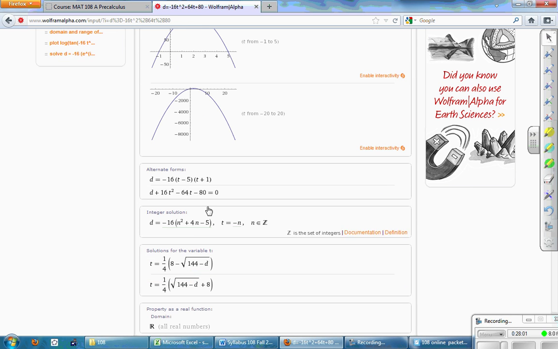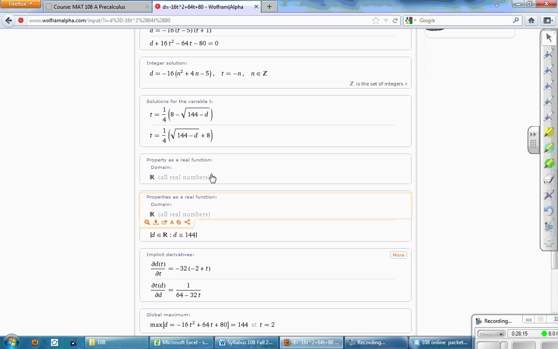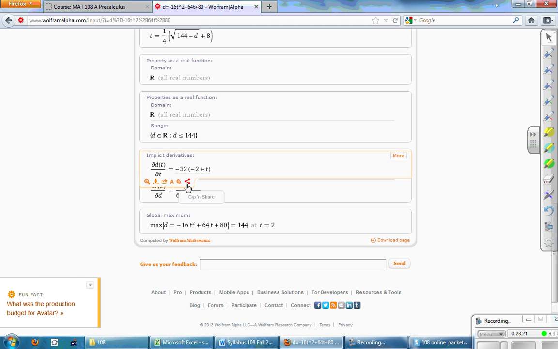Alternate forms, there's a factored form. We wrote down -16 times (t minus 5) times (t plus 1). And it gives you some other stuff. There's, let's see, integer solutions. Okay, I'm not sure what that means. You can solve for the variable t and get that. And then implicit derivatives, domain, range, some stuff that you've seen, some stuff you haven't seen.